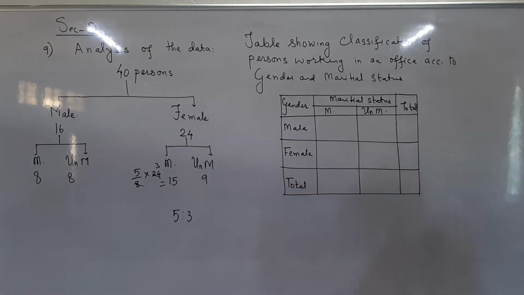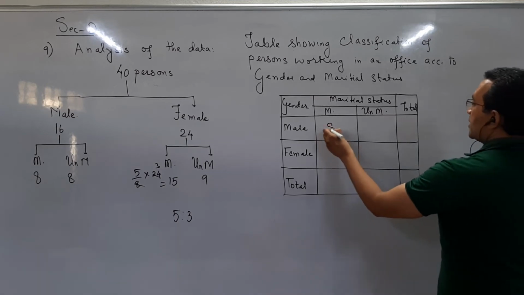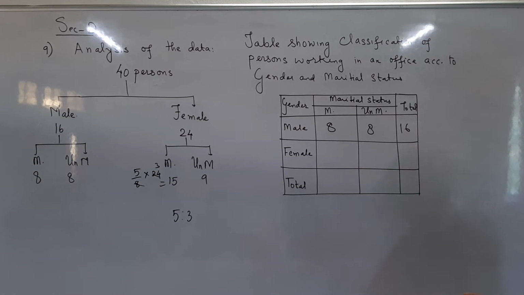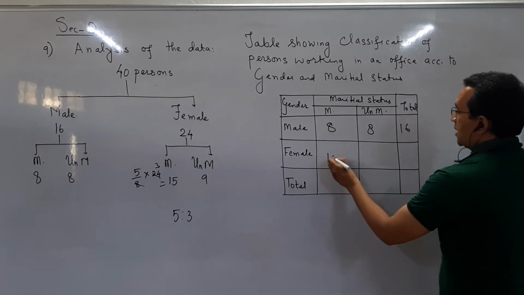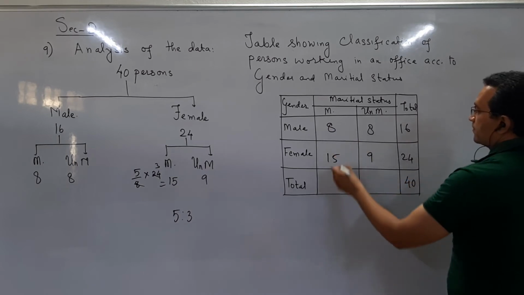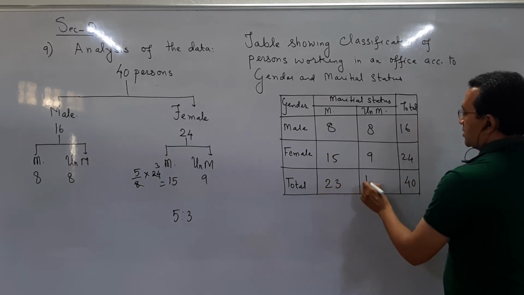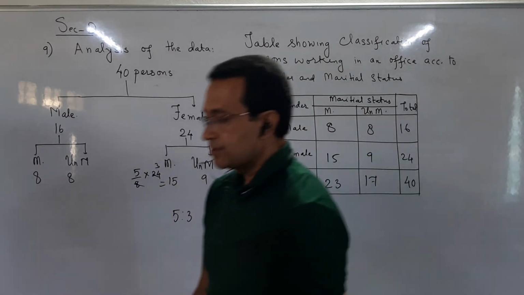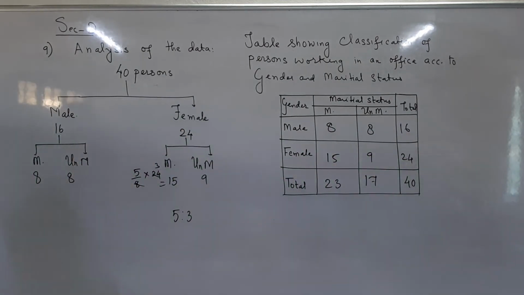Count how many married male, 8, unmarried 8, total males are 16. How many married female, 15, unmarried 9, total 24. This is also 40. This is 23 and 17. Horizontal and vertical totals must match. That's all, students. So this completes your table.